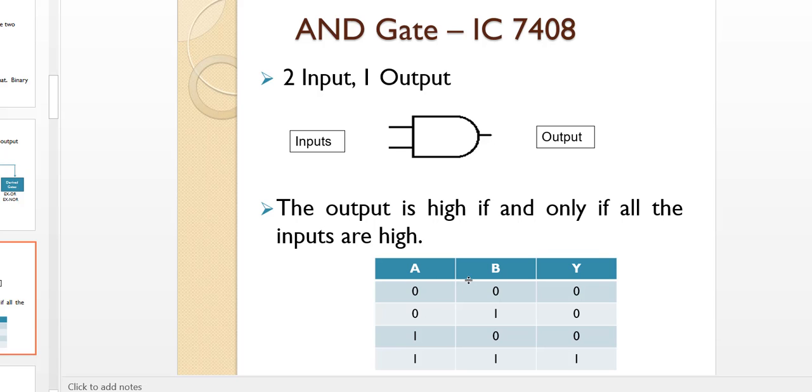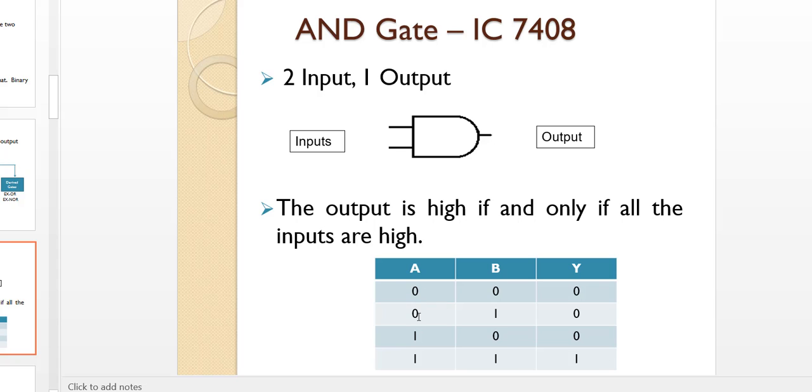So we have 2 inputs A, B. So they can have the 4 combinations 0 0, 0 1, 1 0, 1 1. So I have already stated to you, output is high if and only if all inputs are high. So when both the inputs are high, output is high.